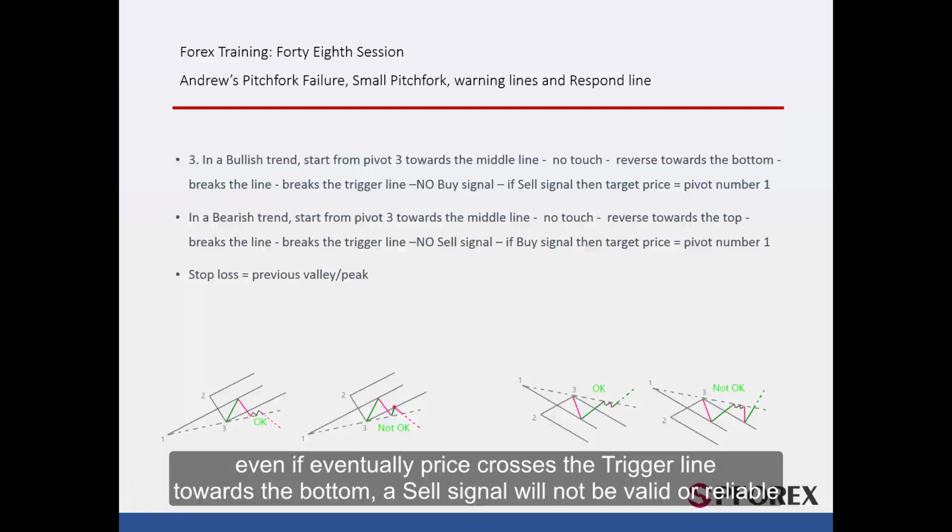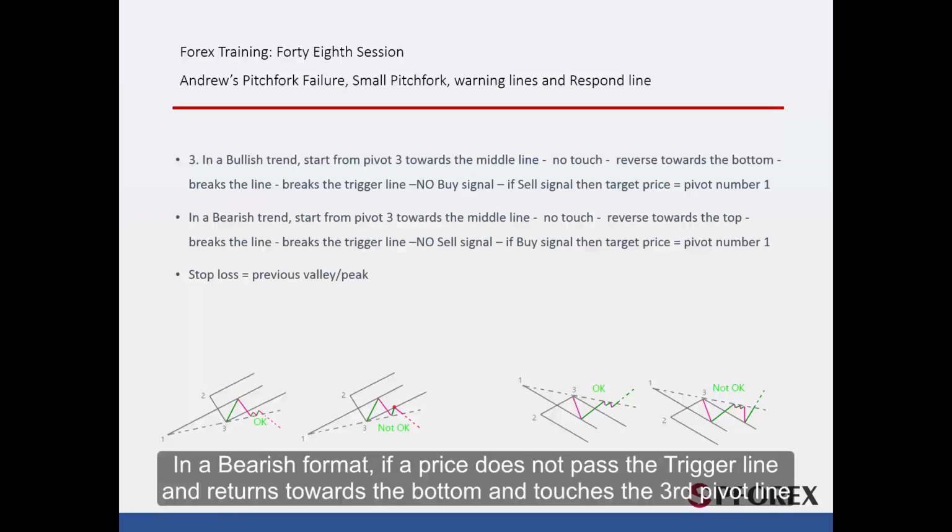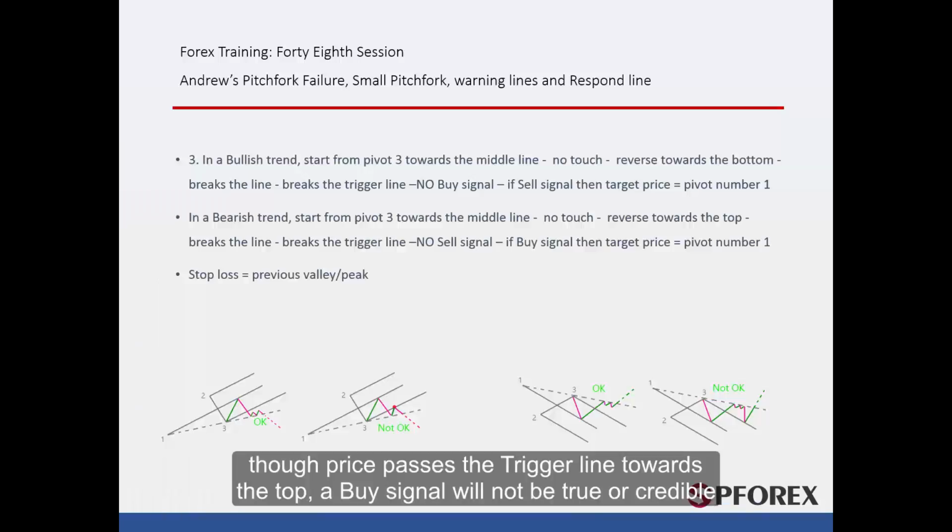In a bearish format, if a price does not pass the trigger line and returns towards the bottom and touches the third pivot line, though price passes the trigger line towards the top, a buy signal will not be true or credible.